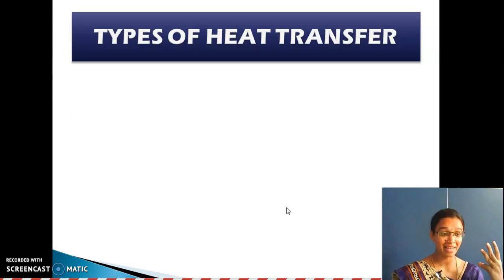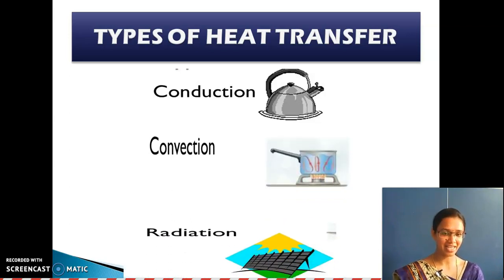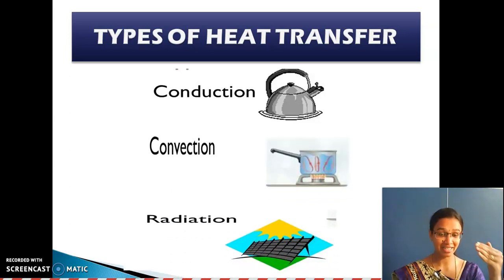Okay, what are the three types of heat transfer? The transfer of heat from a warmer object to a cooler object is called heat transfer. So there are three types of heat transfer. What is the first one? Conduction. The second one is convection, and then radiation. Now we will be discussing conduction, convection and radiation one by one.